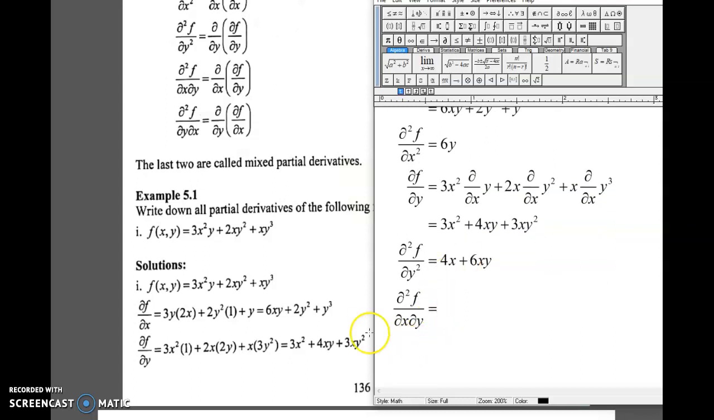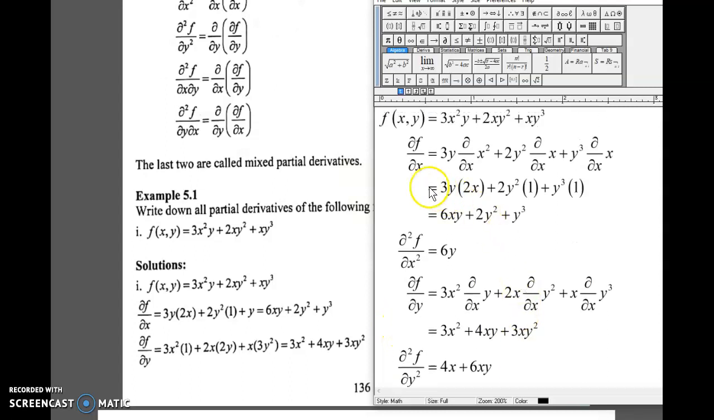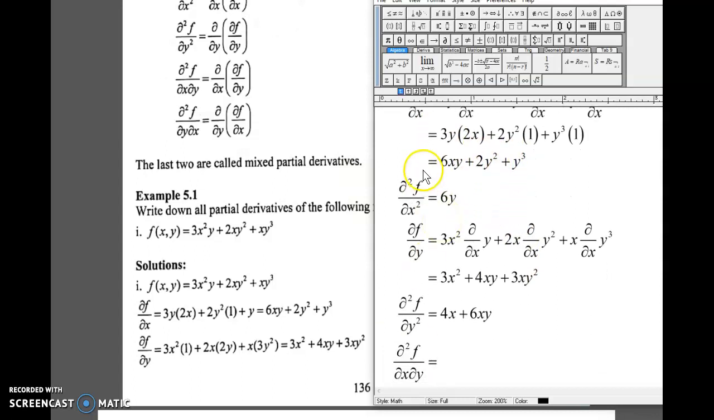Now let's look at the mixed derivative. For this one, we'll start with the differentiation of x, and the second derivative will be on y. Because the first derivative is on x, we'll need to refer to this. However, to find the second derivative, we will use this, and we will be looking at y. So if you differentiate in terms of y, you will get 6x plus 4y plus 3y squared.